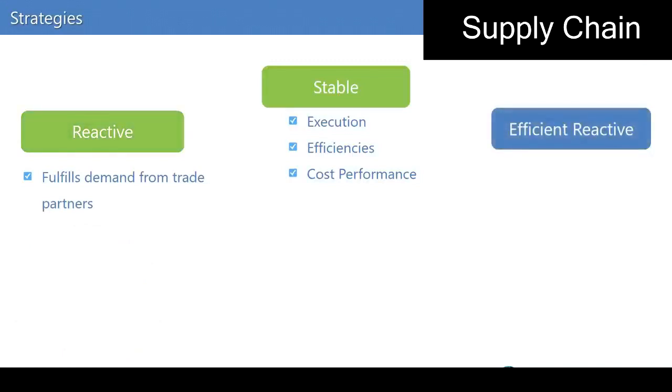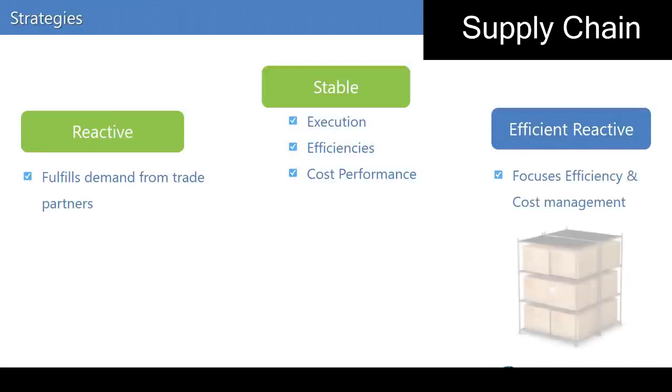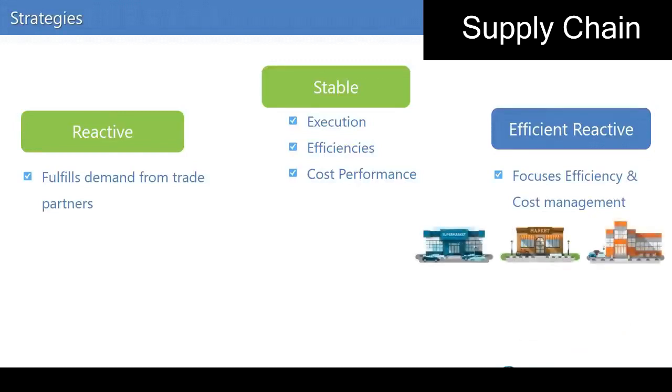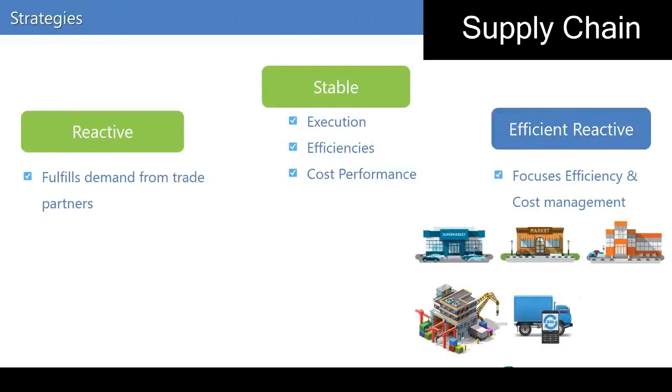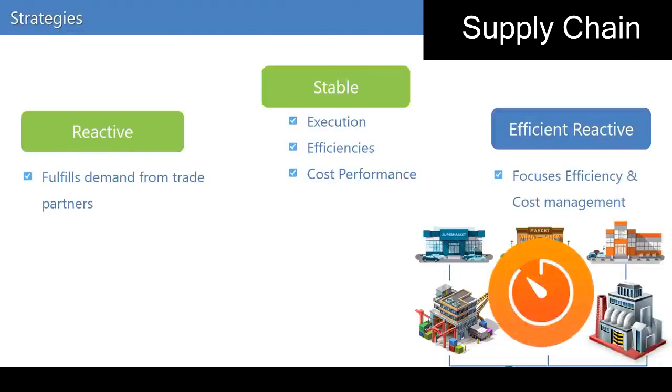Efficient reactive supply chain strategy focuses on the efficiency and cost management on the total delivered cost of finished goods. For example, in supermarket chains, distribution centers, logistics providers, and manufacturers cooperate to replace the goods sold in the shops within less than 24 hours.